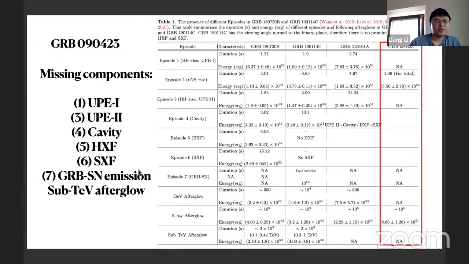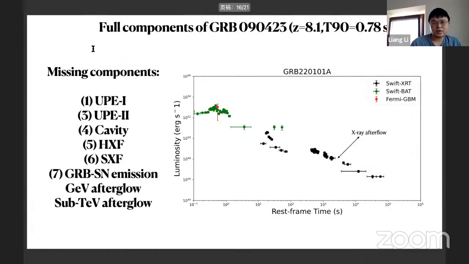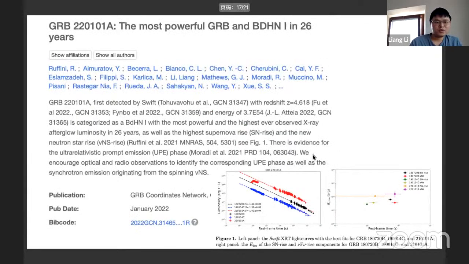We also look at another very interesting burst, GRB 210423. This one has the highest redshift, and the duration is less than 1 second. We are nearly missing all the components. We only observe the nucleation sunrise and the X-ray afterglow. So this is our GCN result; we published our result on the GCN.